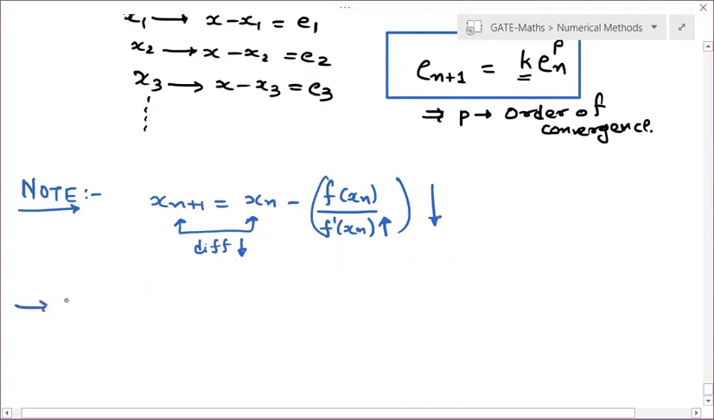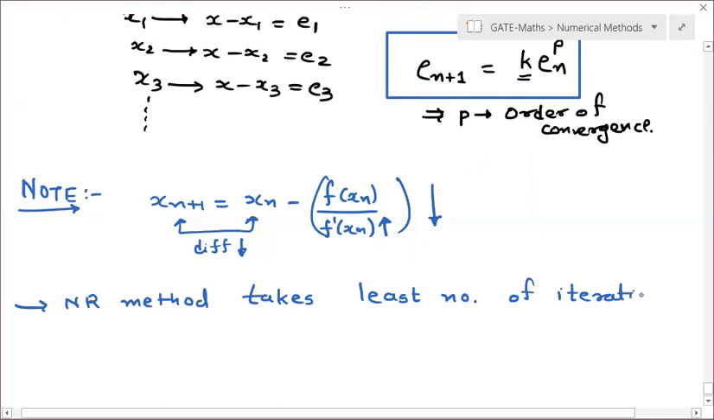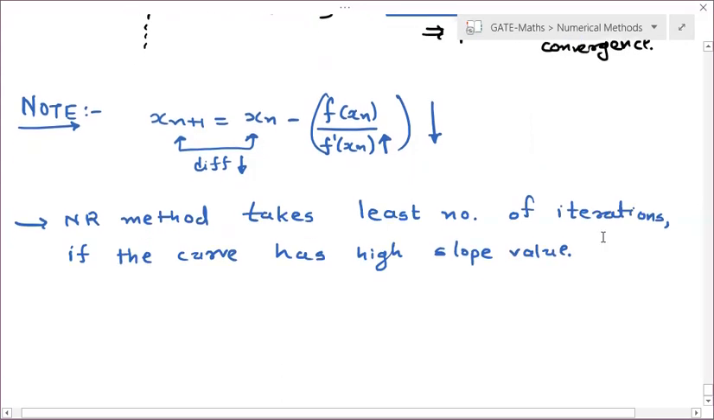So Newton-Raphson method takes the least number of iterations if the curve has a high slope value. Okay. And what is the meaning of high slope? Right. Your tangent should be nearly vertical. That while crossing the x-axis, your curve should be vertical. Is it clear now? Right.